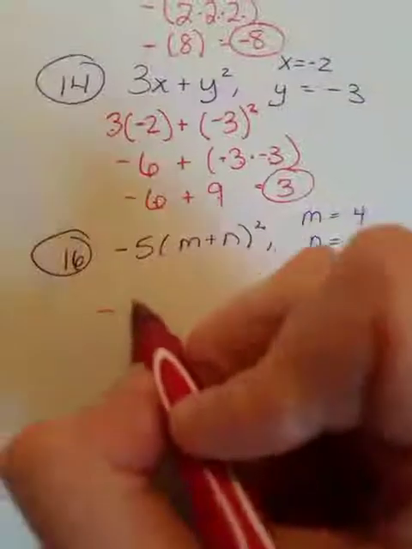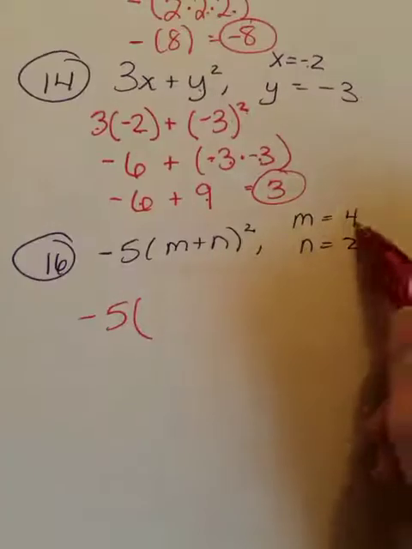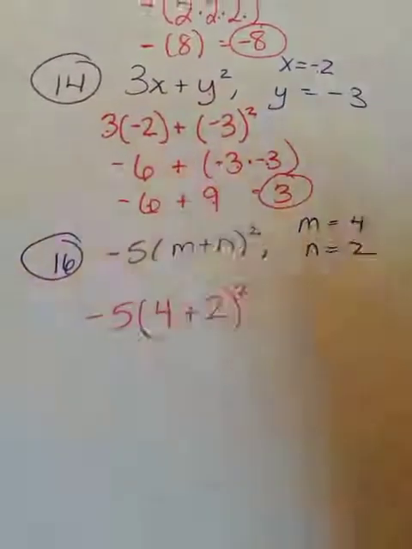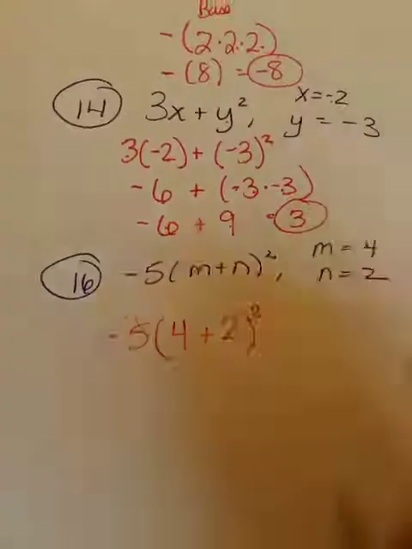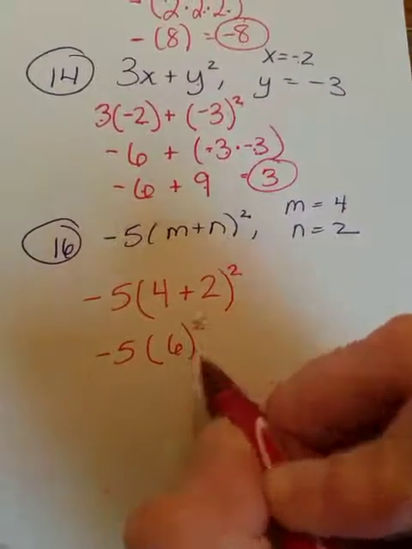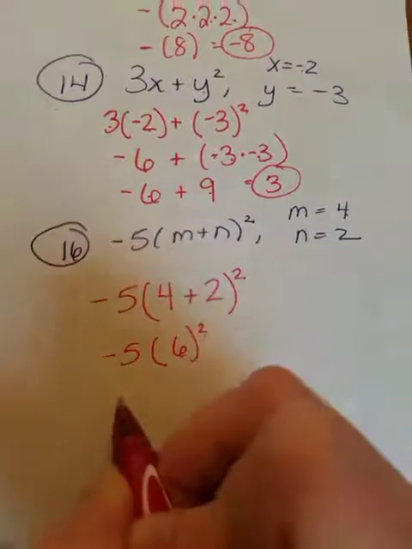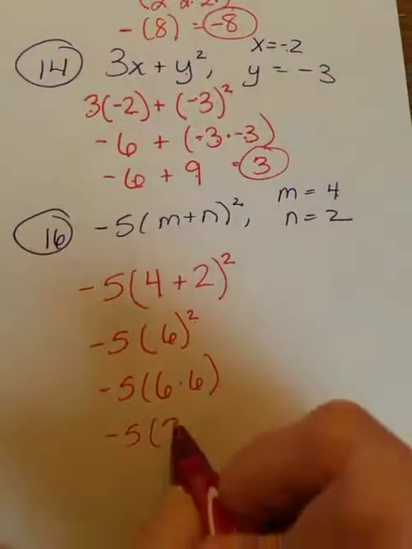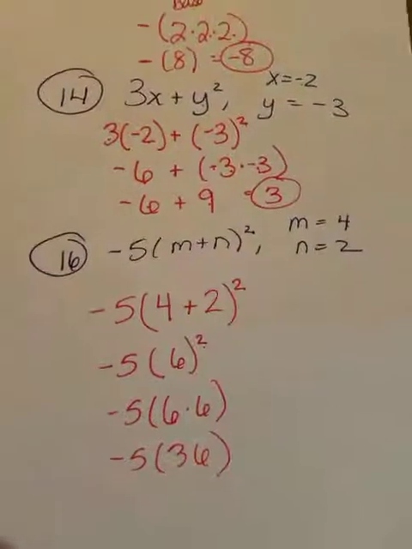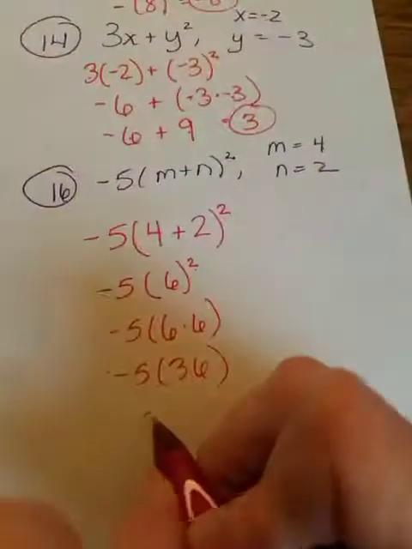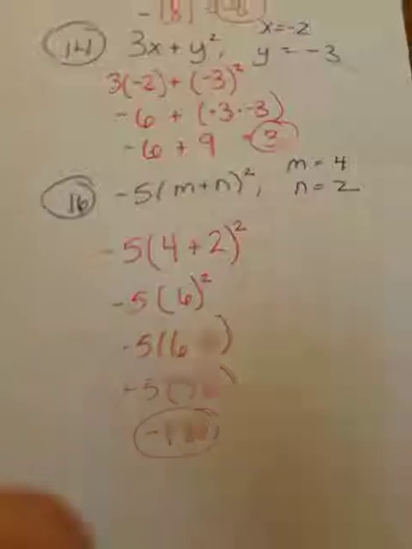And the last one here, thanks for sticking with me. Again, we got to substitute in. M is 4 plus N is 2, and then we're squaring it. So again, following our order of operations, we want to simplify those parentheses first. 4 plus 2 is 6. And again, order of operations, you want to square 6. That does not mean 6 times 2. That means 6 times 6, which is 36. And then you need to figure out what is 36 times negative 5, sorry. And you get negative 180. And that's it.